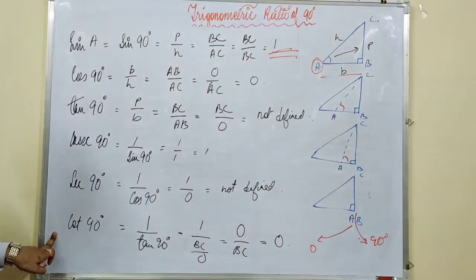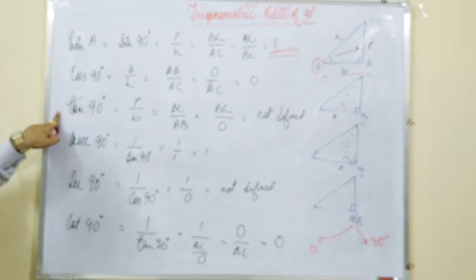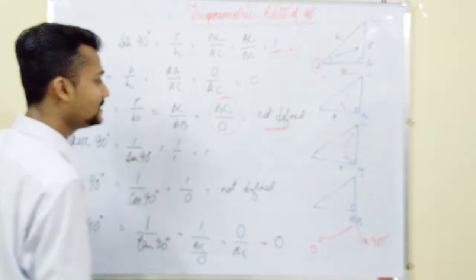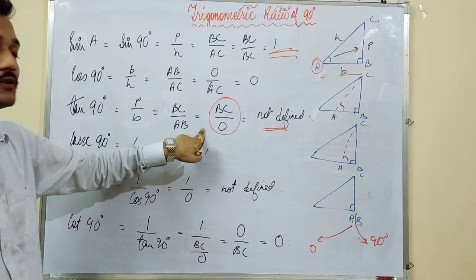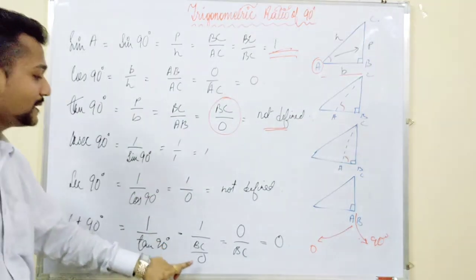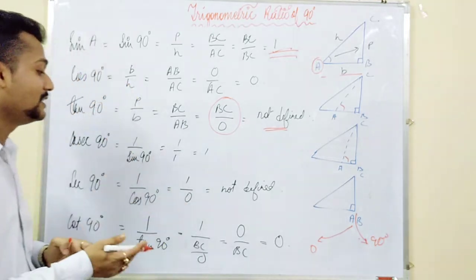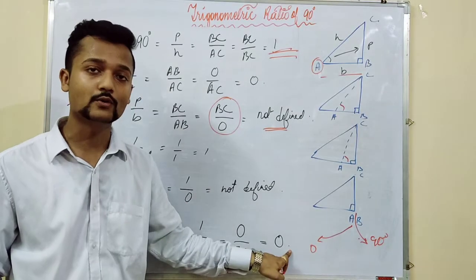Next comes cot 90 degree. Cot 90 degree is equal to what? 1 by tan 90. What is the value of tan 90? I can't take not defined, isn't it? What is the actual value of tan 90? It is BC by 0. So if I take 1 by BC by 0, then what happens? 0 goes up and BC becomes BC in the denominator. So 0 by BC is equal to 0.